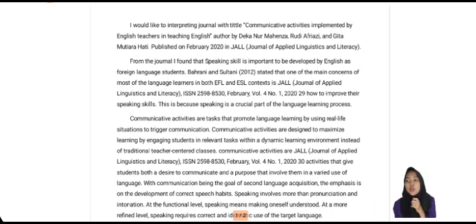I would like to interpret a journal with the title Communicative Activities Implemented by English Teacher in Teaching English, authored by Deka Nurmahenza, Rudi Afriazi, and Gita Mutiara Hati. Published in February 2020 in JAL.